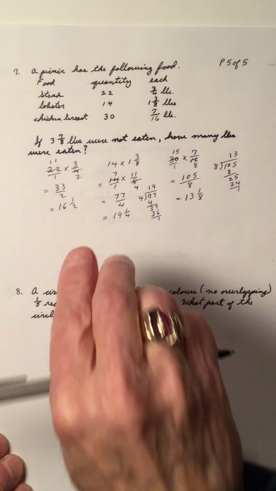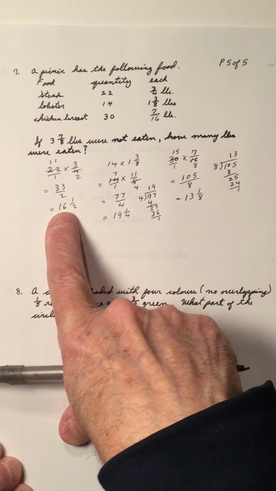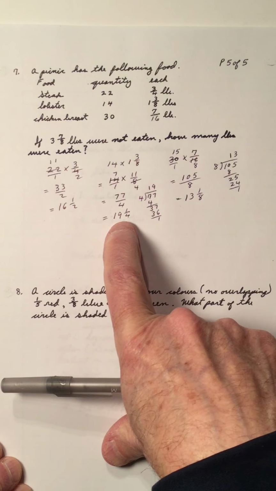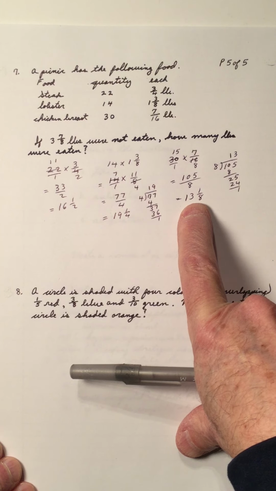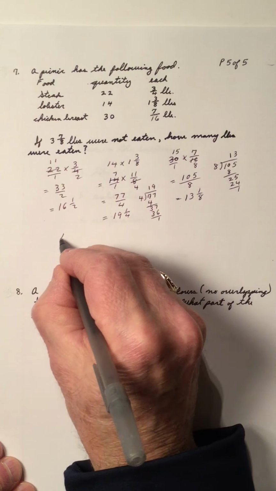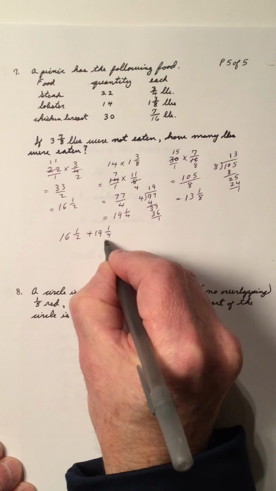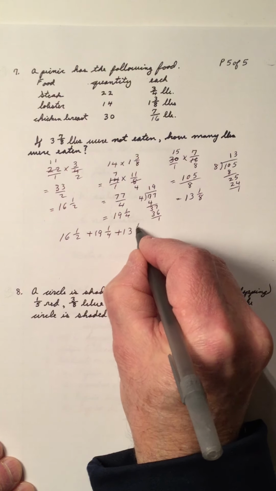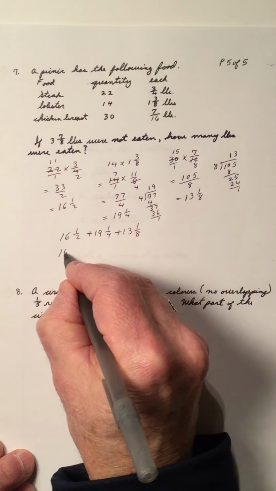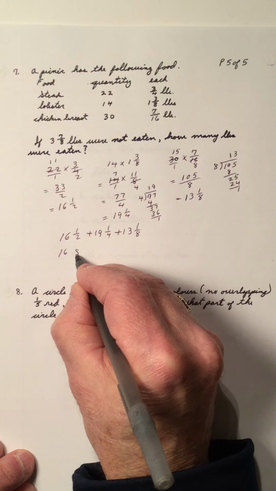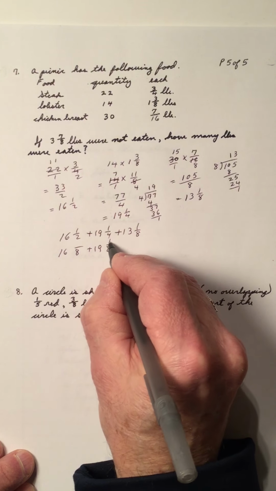So notice now, this is the number of pounds for the steak. This is the number of pounds for the lobster. This is the number of pounds of chicken breast. If you add all these up, you'll get the amount of food that was at the picnic. And if you notice, the common denominator is 8.